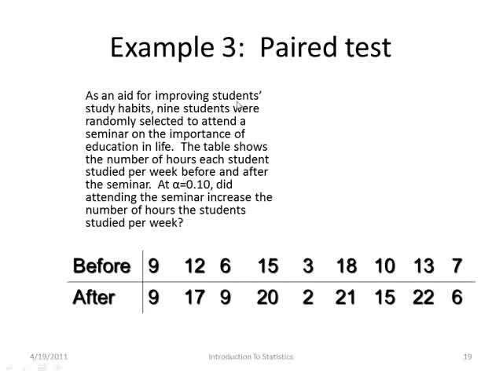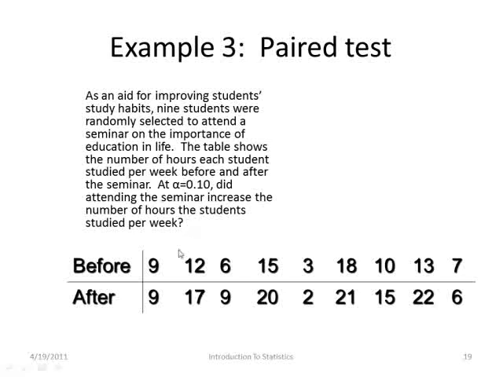As an aid for improving student study habits, 9 students were randomly selected to attend a seminar on the importance of education in life. The table shows the number of hours each student studied per week before and after the seminar. At alpha equals 0.1, did attending the seminar increase the number of hours the students studied each week?